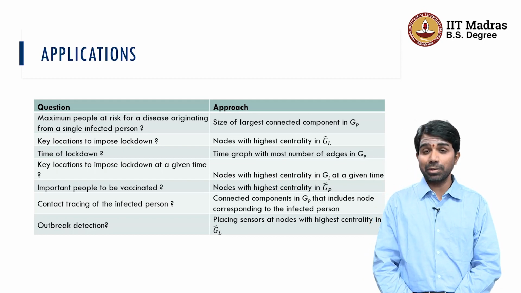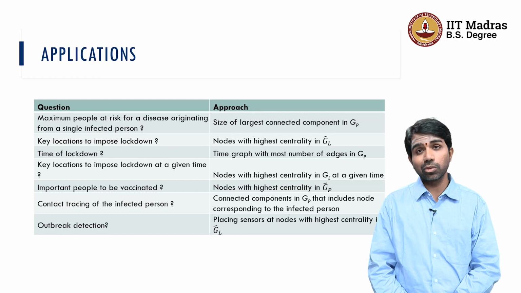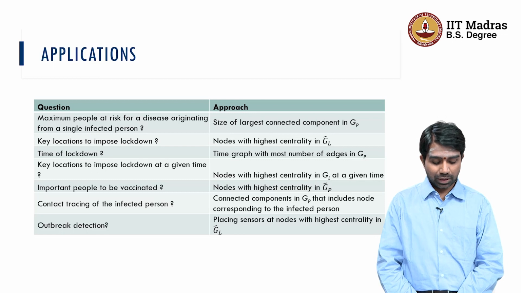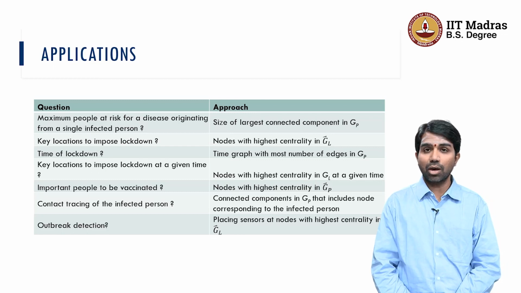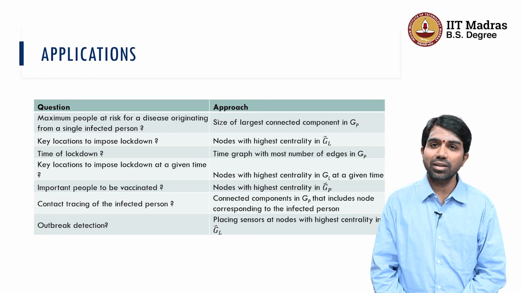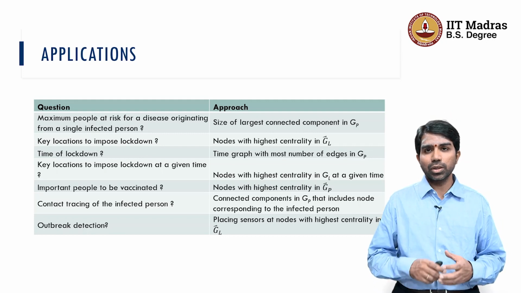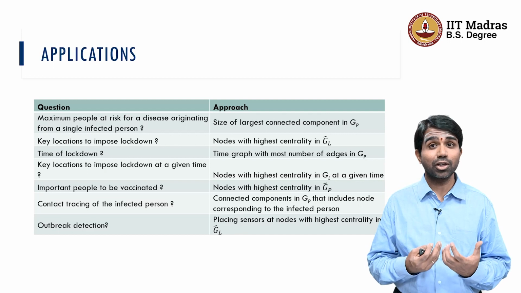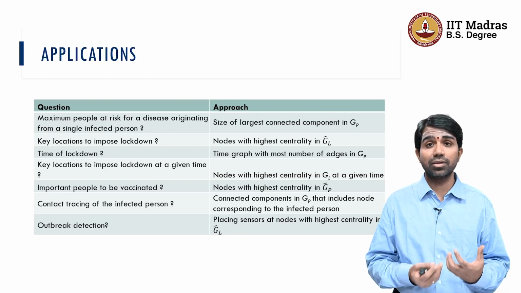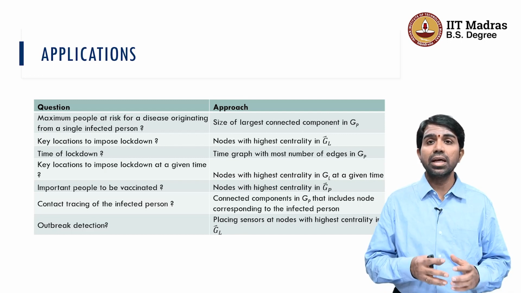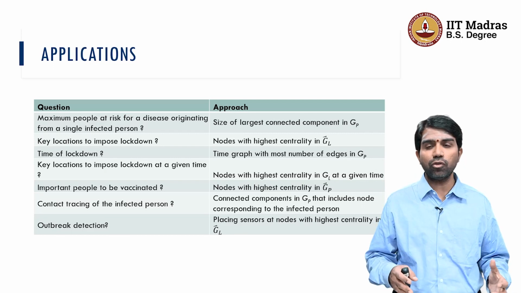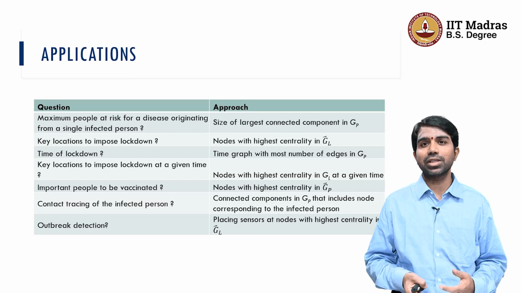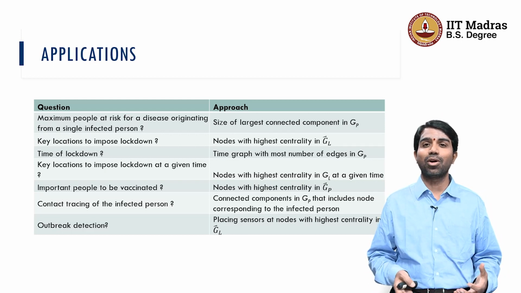Who are the most important people to be vaccinated? Look at nodes with the highest centrality in GP hat and so on, right. So where do you place sensors, how do you trace contacts and so on and so forth. So you see that this kind of a framework shows you the quality, the utility, the versatility of this kind of a model in capturing various aspects of disease spread in a pandemic situation, which unfortunately we've all now become all too familiar with.